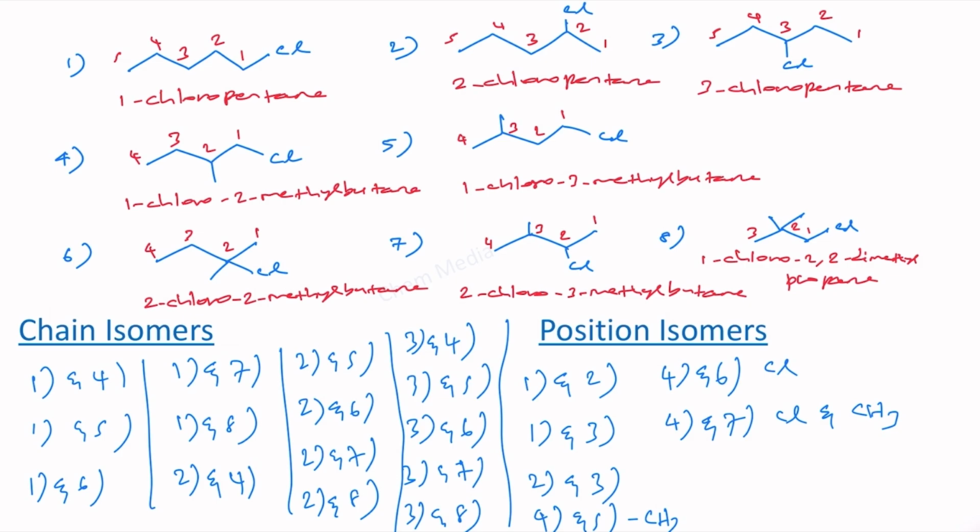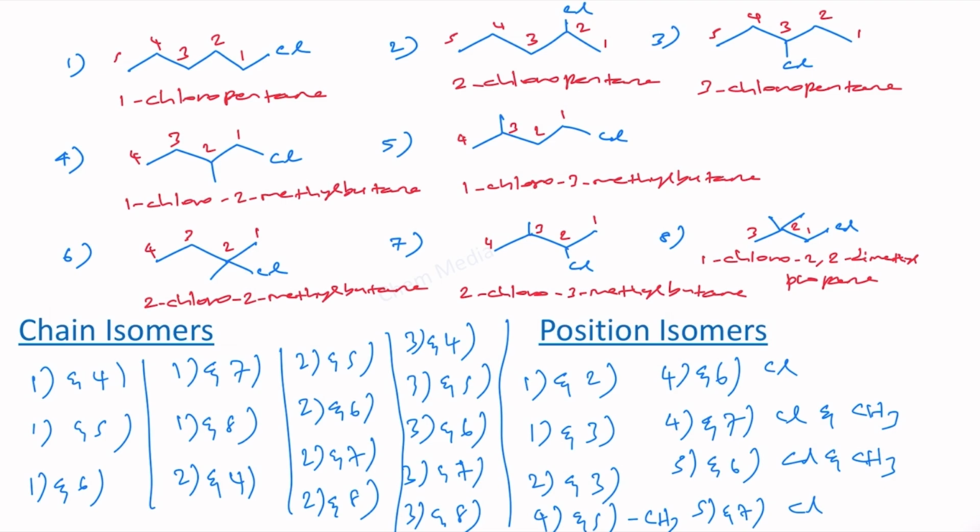How about 5 and 6? Likewise, 5 and 6 are also position isomers due to both chlorine as well as methyl group, because parent chain is same, side chains are same, but their positions are different. 5 and 7 are position isomers due to chlorine alone. Methyl group position is same, isn't it?